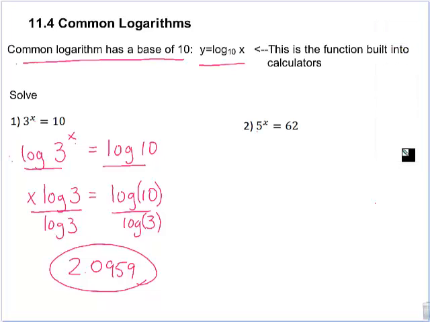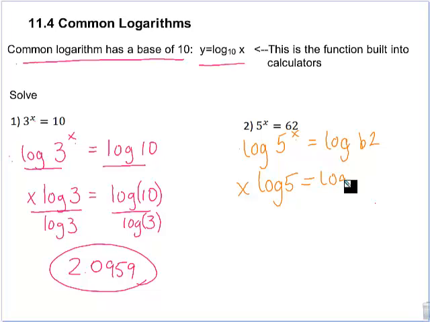So here we'll start by taking the log of both sides. So we will have log base 10 of 5 to the x power is equal to log base 10 of 62. We know that our exponents can be dropped down in front and multiplied. So this is the same as x times the log of 5 is equal to the log of 62. And now to get our x alone, we will just divide both sides by the log of 5.